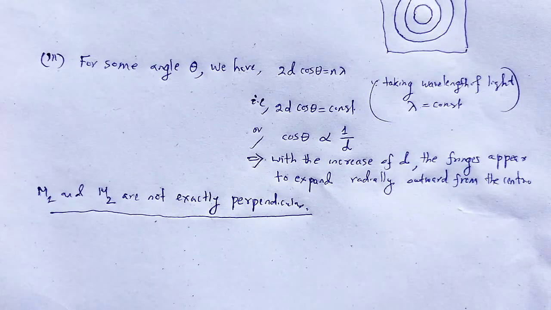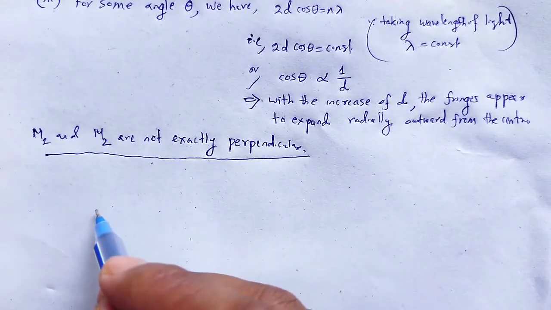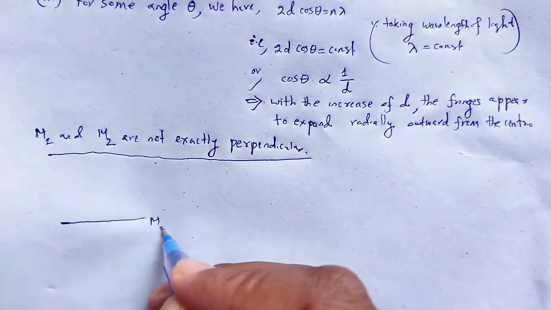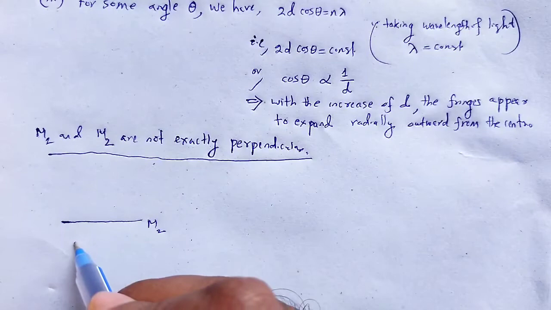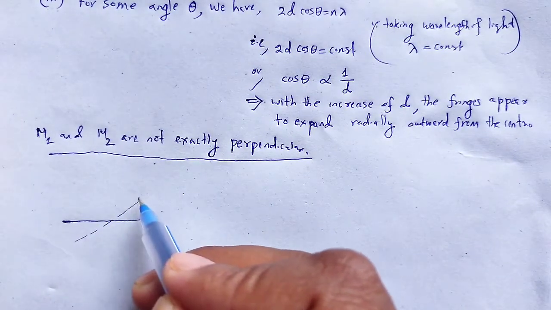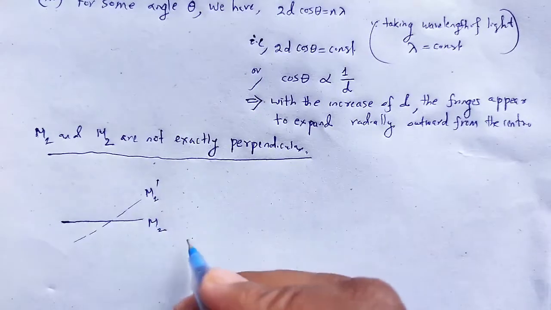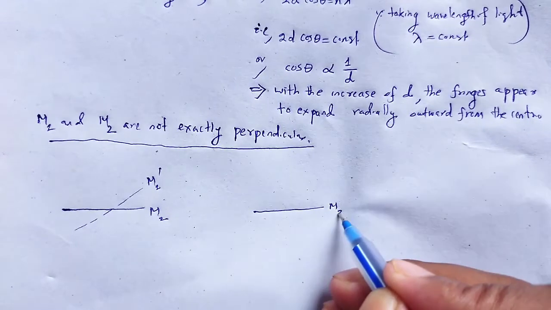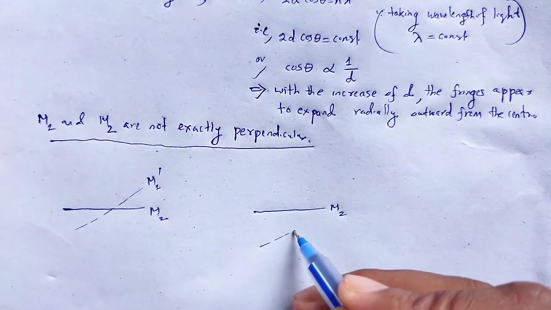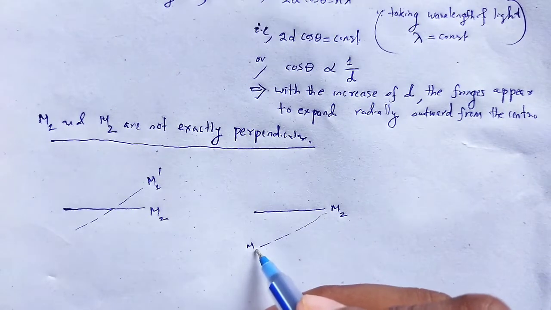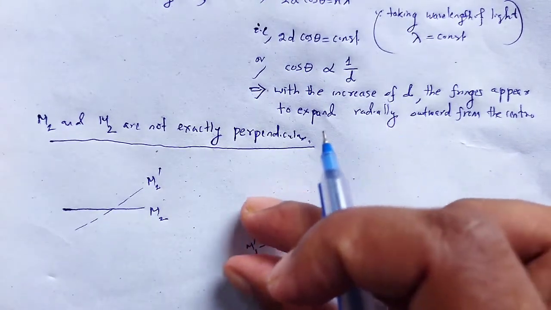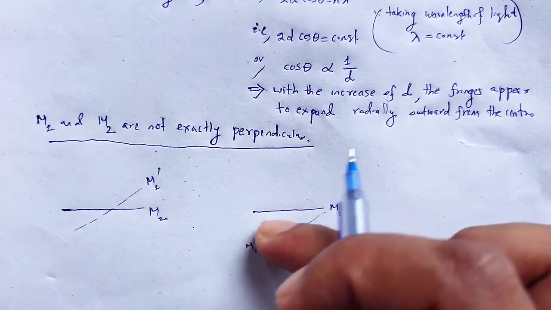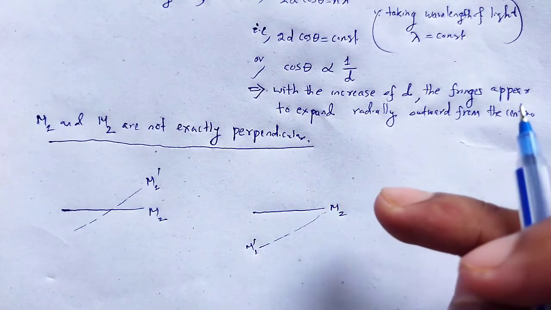Three different approaches we take. The approaches like when M1 and M2 are inclined at some angle, M1 dash. When M1 and M2 are inclined like this, so here that film filled with air, the thickness is varied, which is known as the wedge shaped film.